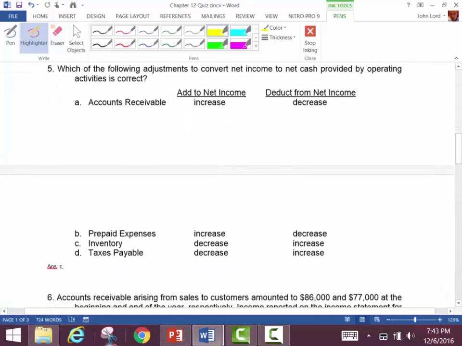Okay, this is a good exercise. Let's take a look at these. Which of the following adjustments to convert net income to cash provided by operations is correct? If accounts receivable increase, should we add it to net income? We should subtract it, shouldn't we? Okay, so that's not right. If prepaid expenses increase, should we add the increase to net income?